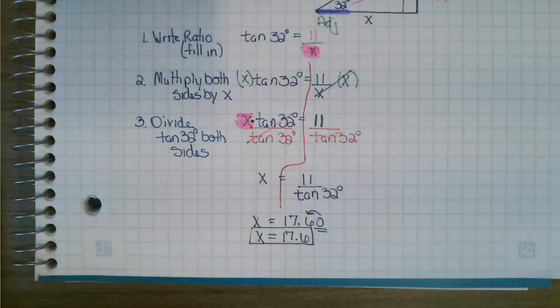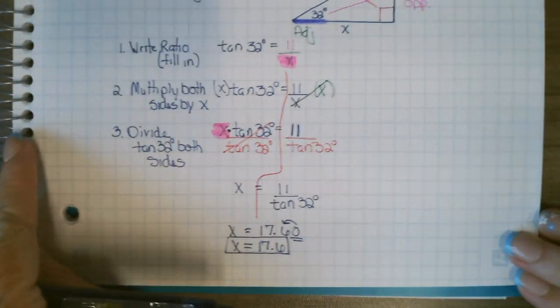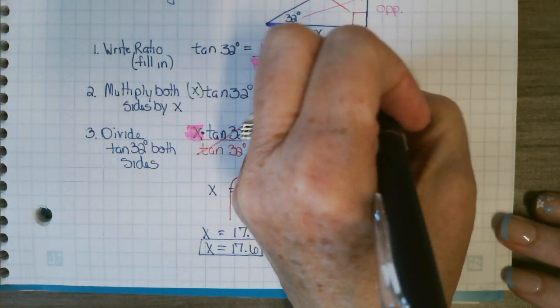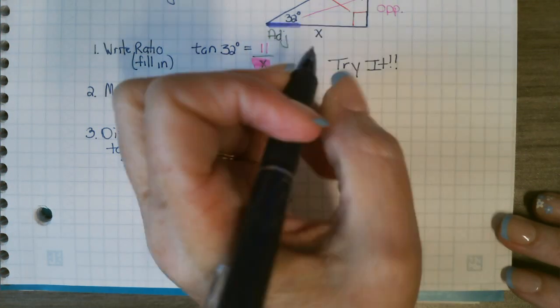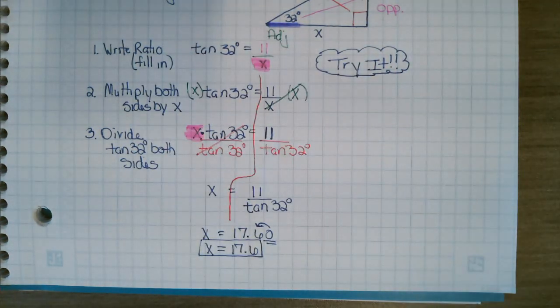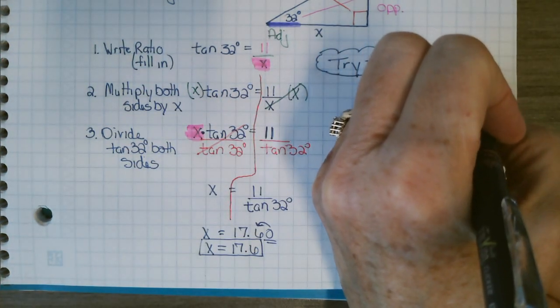Alright, you are going to try one on your own. I'm going to write this one over here off this side because I have room. Try it. What you're going to do is you're going to pause the video and you're going to try this example. So you draw it out.